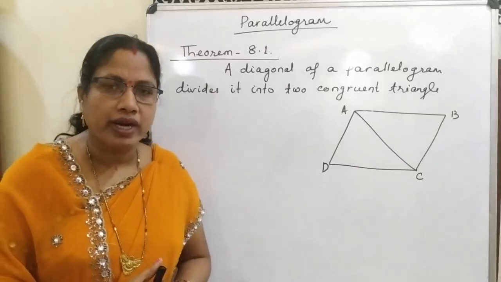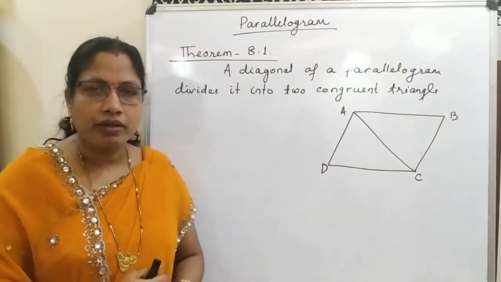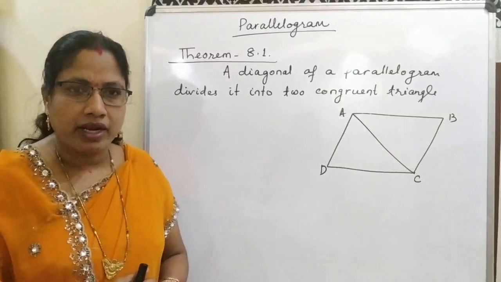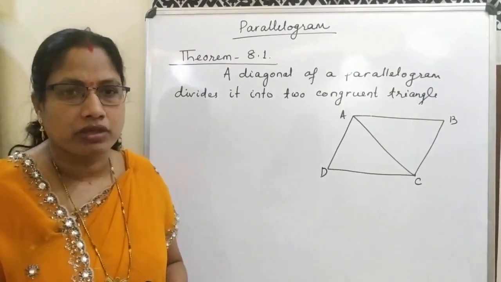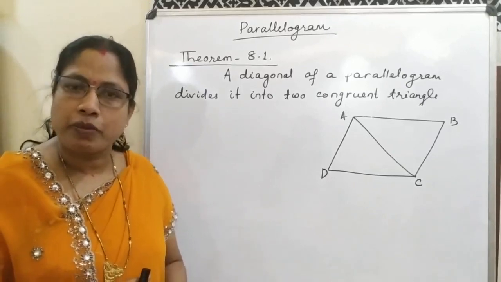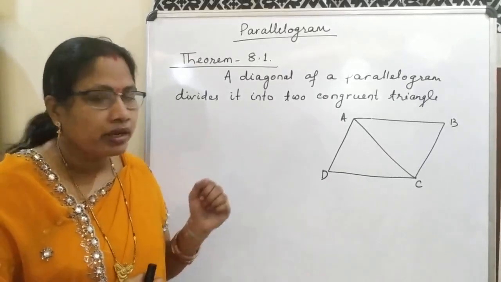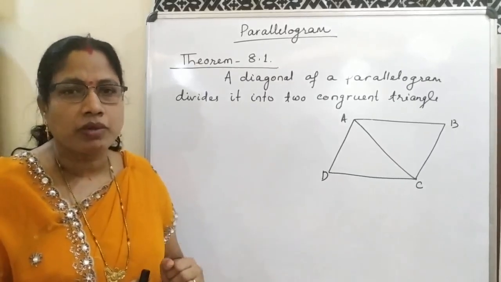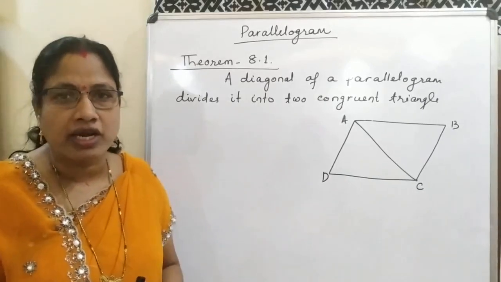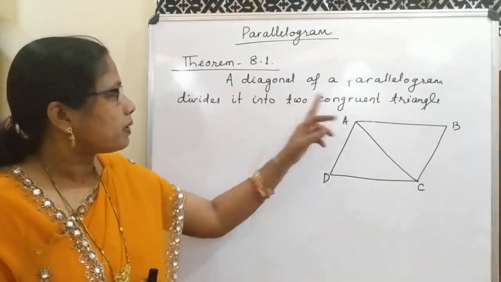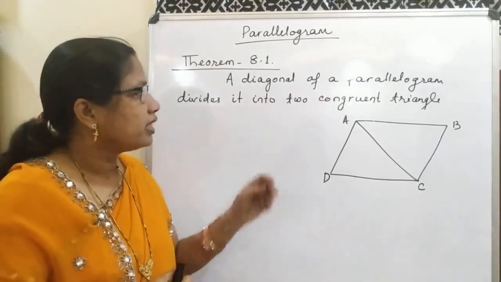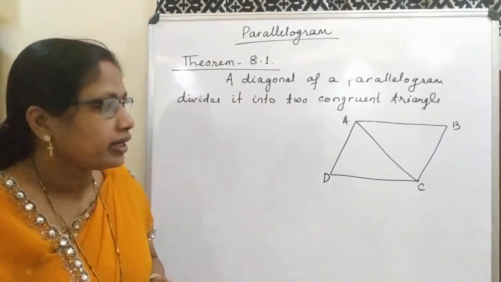Friends, all of you know what is a parallelogram. A parallelogram is a special type of quadrilateral in which the two pairs of opposite sides are parallel to each other. Already you know some properties of a parallelogram, but here in this section we will prove all the properties of a parallelogram in a logical way. So our first theorem is: a diagonal of a parallelogram divides it into two congruent triangles.